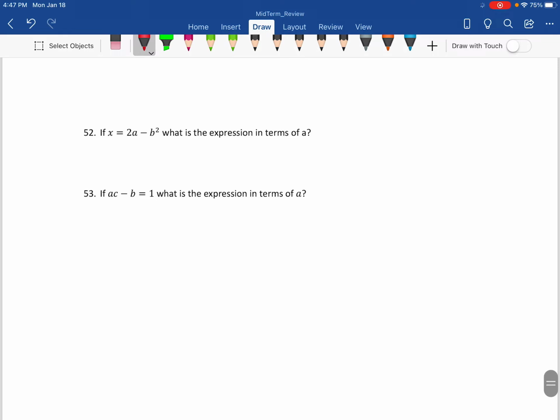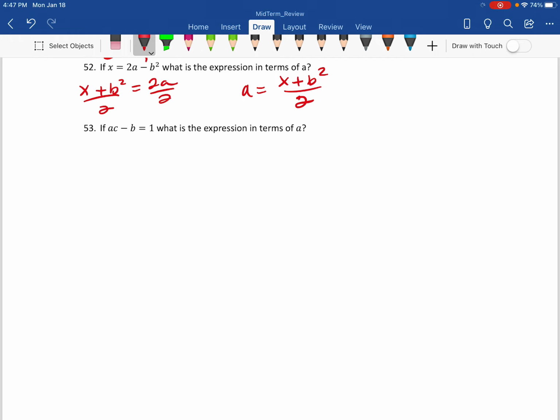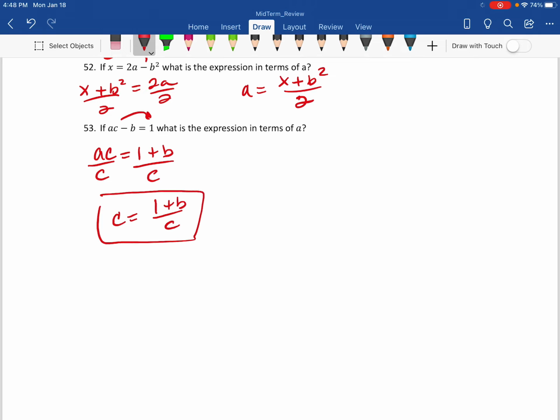52, we're going to solve in terms of a. So I'm going to move the b over. So that's x plus b squared is equal to 2a. Divide by 2. So a is going to be equal to x plus b squared over 2. Last question, we're going to solve it in terms of c. So I'm going to move the b over. So this becomes ac is equal to 1 plus b. Divide by a. That gives me c is equal to 1 plus b over a.